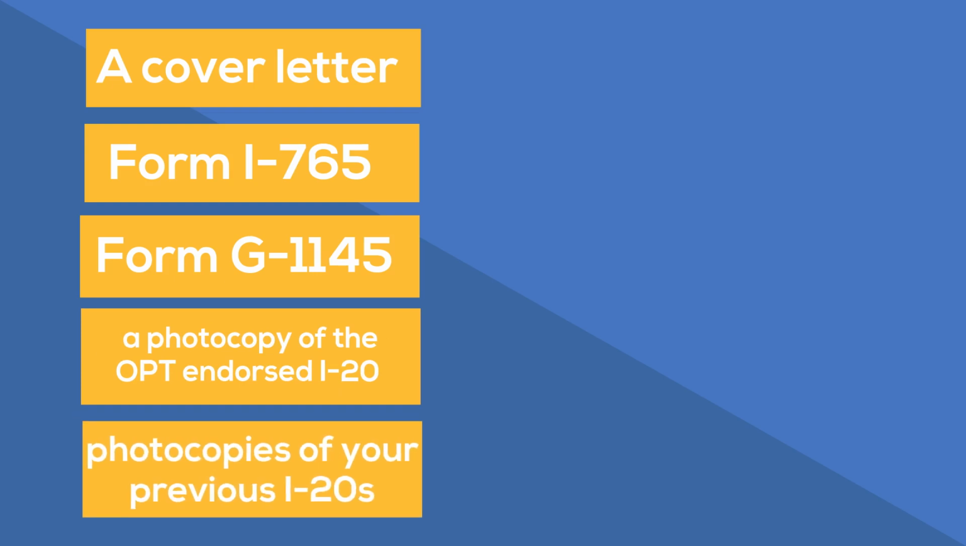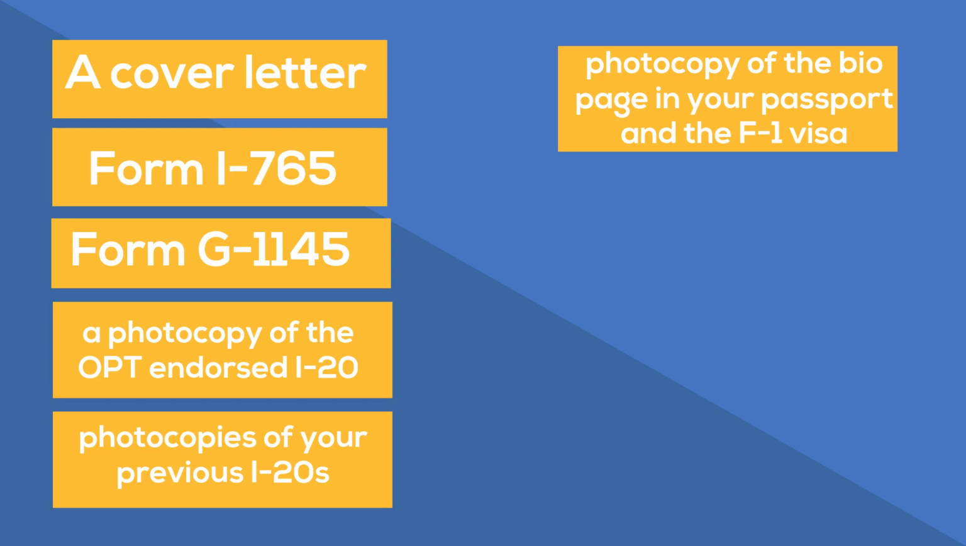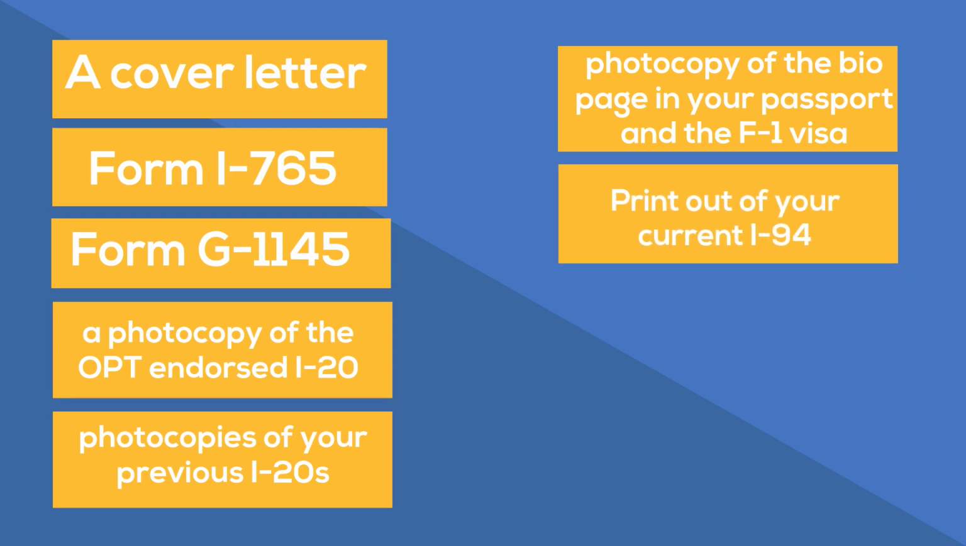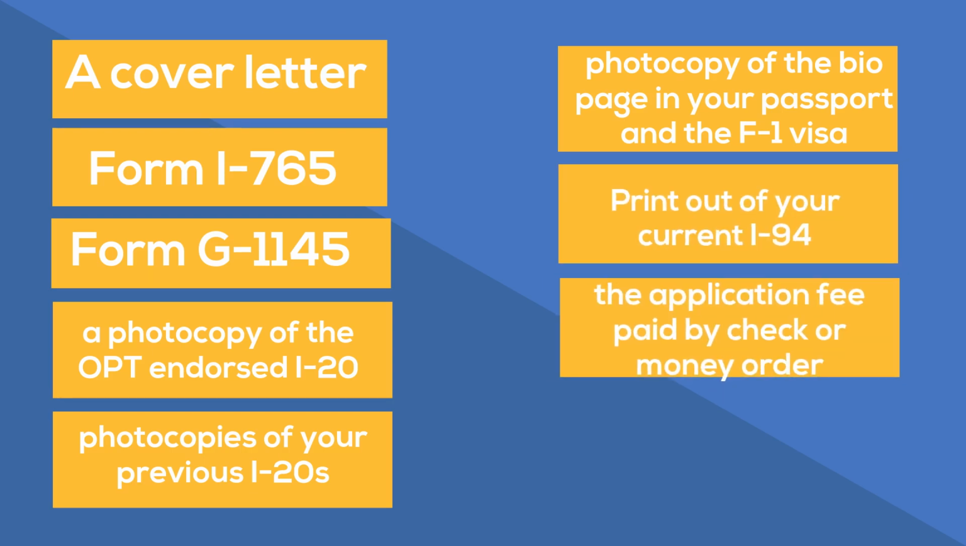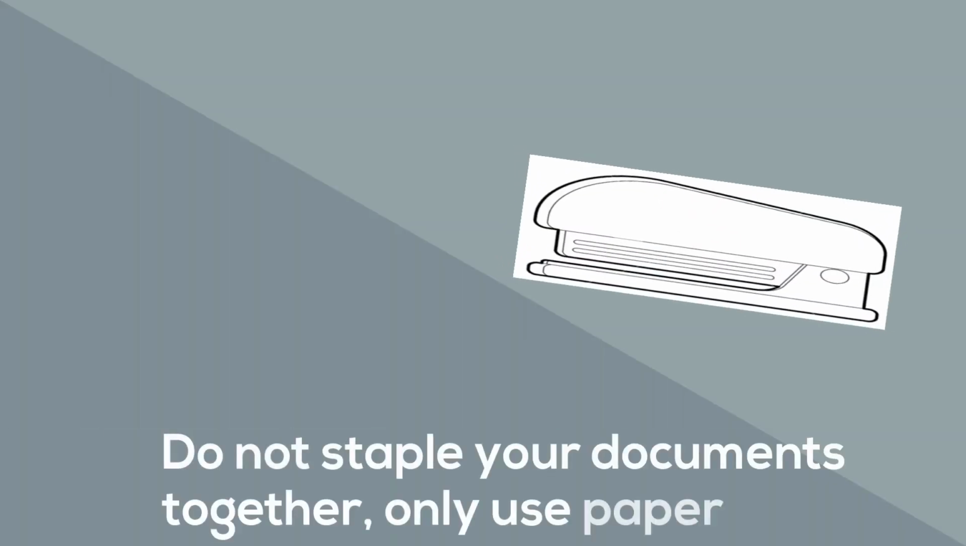photocopies of your previous I-20s, photocopy of the bio page in your passport and the F-1 visa, printout of your current I-94, the application fee paid by check or money order, and 2 passport-sized photos that are not more than 30 days old and meet USCIS photo requirements. Do not staple your documents together.